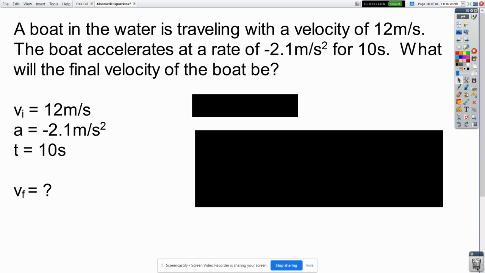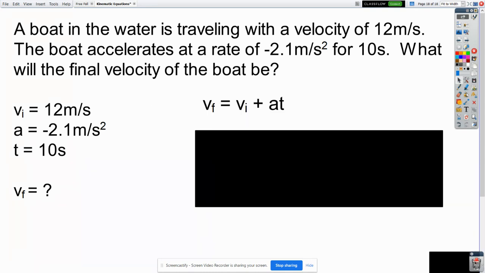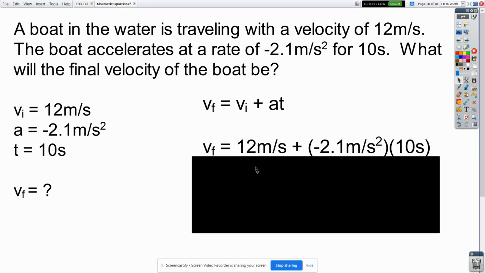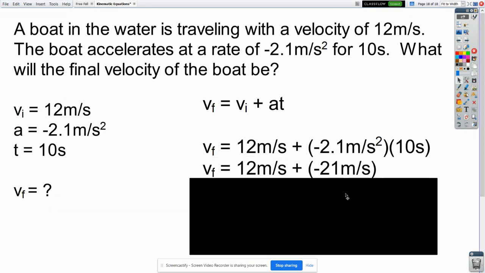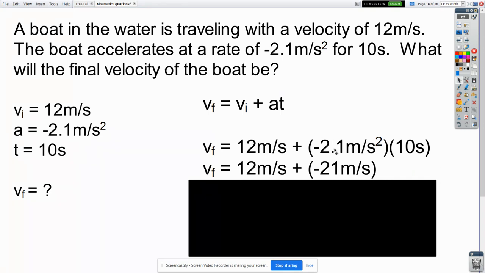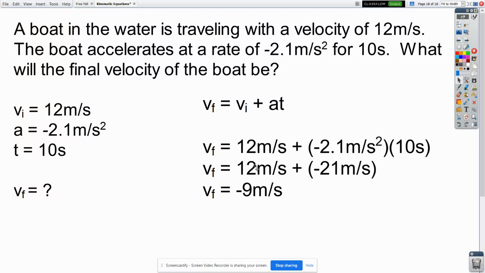But what we got here is a situation that often messes students up because we're going to end up with a negative velocity. Let me show you how it works. VF equals VI plus AT, without going back to the list, that's the equation that we used. It was the first equation we used in the last problem. Substitute. VF equals 12 meters per second plus negative 2.1 meters per second squared times 10. Simplify. Negative 2.1 times 10 is negative 21. And solve. 12 plus negative 21 is negative 9 meters per second.